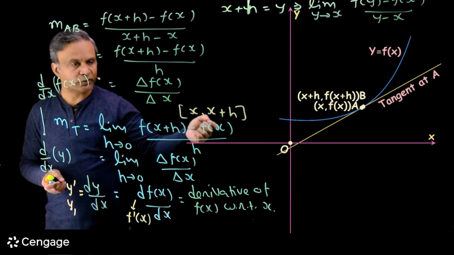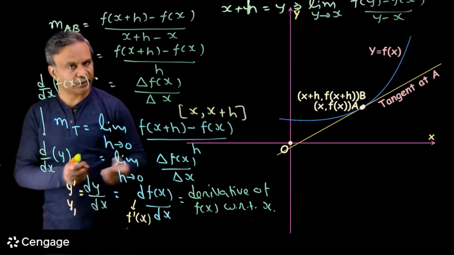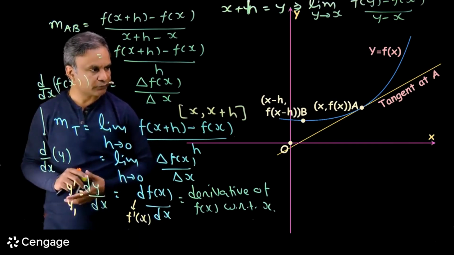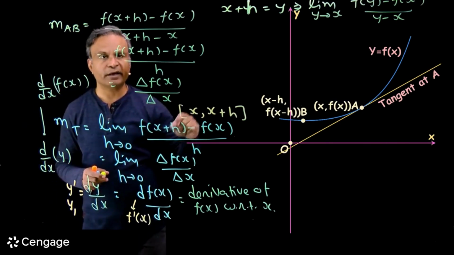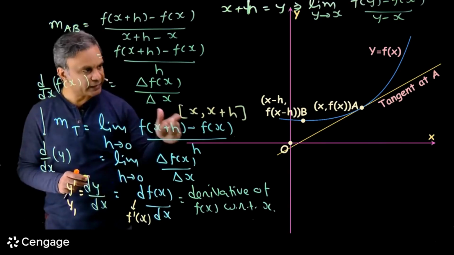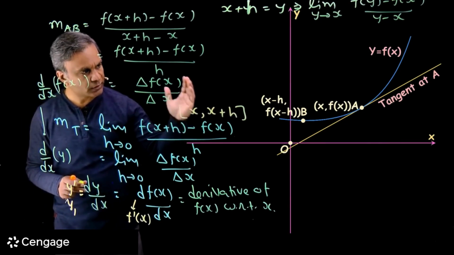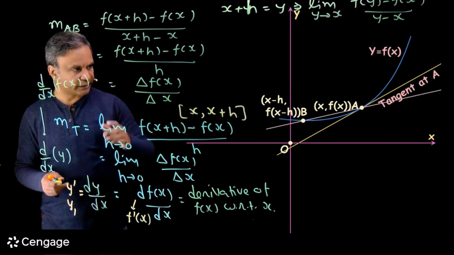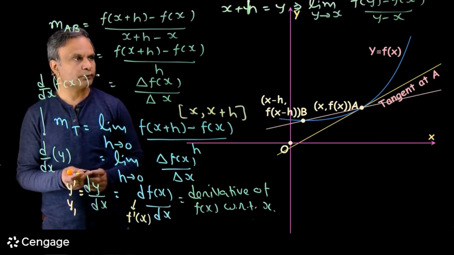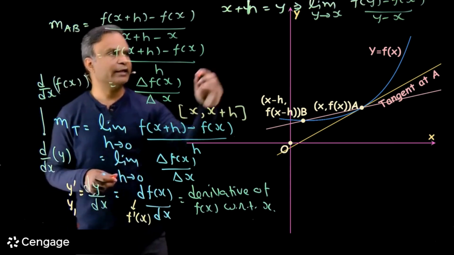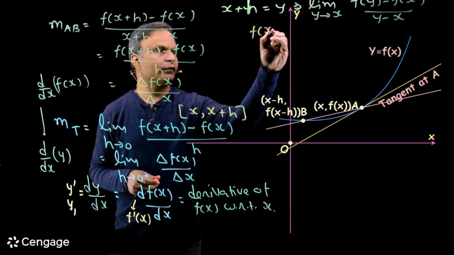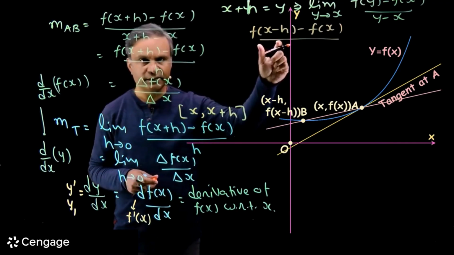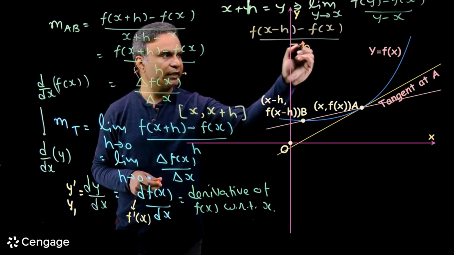We can have point B to the left of A also. Point B A के left में भी हो सकता है. Okay, so consider here point B to the left of A having coordinates x minus h comma f of x minus h. Here h is positive, so point B lies to the left of it. Okay, now the slope of the second line AB is f of x minus h minus f of x over x minus h minus x, meaning minus h.